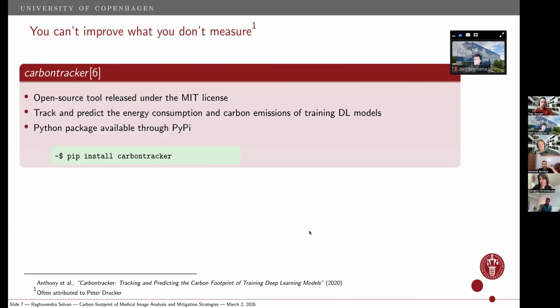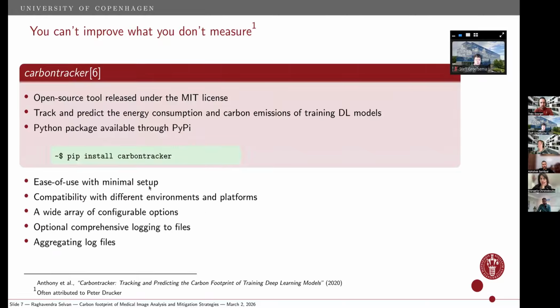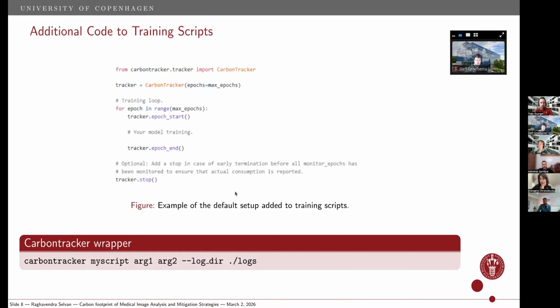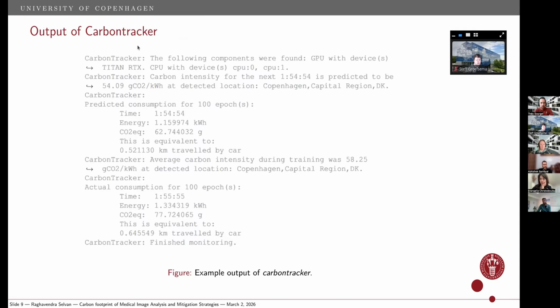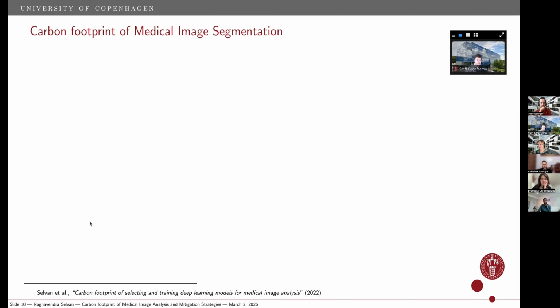So for that, what I would suggest is you try out our tool, Carbon Tracker. This has been around now for more than 5 years. It's open source and easy to install, and you can integrate it into your code, or you can just use it as a wrapper around whatever scripts you're running, and it will generate a very mundane text log, which measures the time, the energy consumption, and the carbon footprint. And because carbon footprint is very abstract, it also gives you an estimate of how far you would be driving a car.